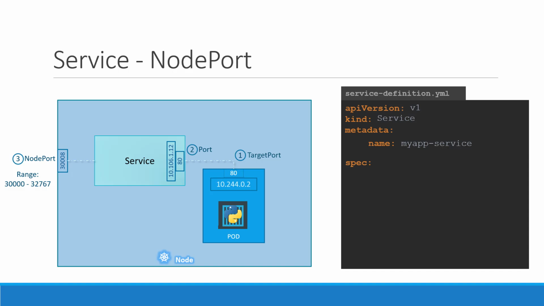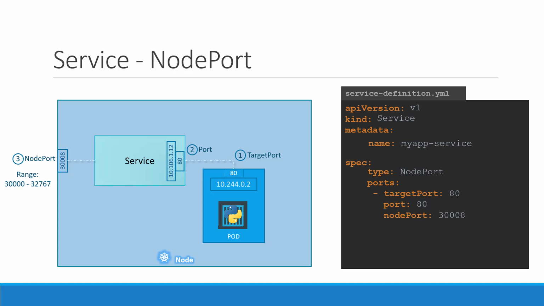Next, we have spec, and as always, this is the most crucial part of the file, as this is where we will be defining the actual services, and this is the part of a definition file that differs between different objects. In the spec section of a service, we have type and ports. The type refers to the type of service we are creating. As discussed before, it could be ClusterIP, node port, or load balancer. In this case, since we are creating a node port, we will set it as node port.